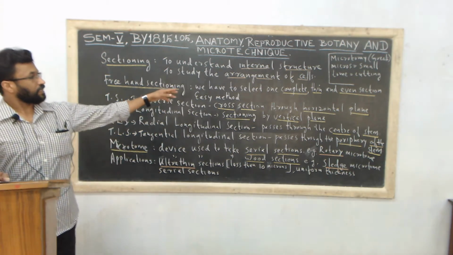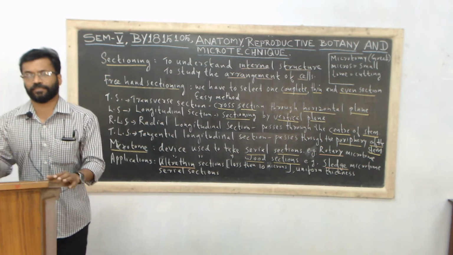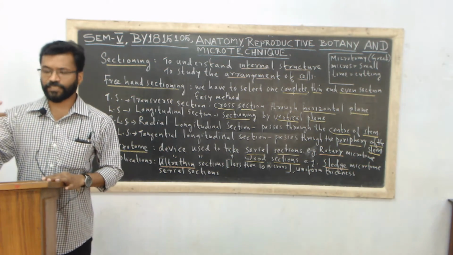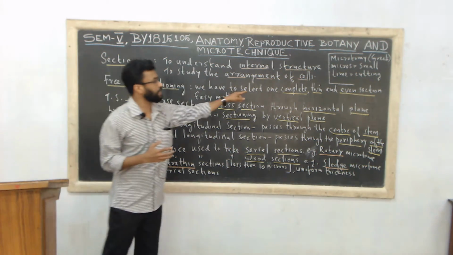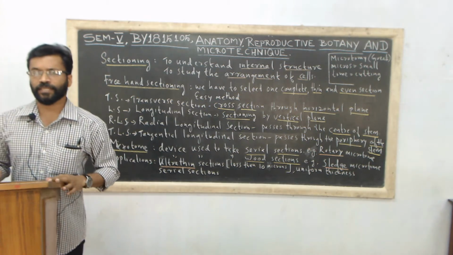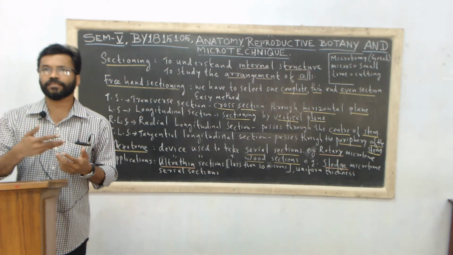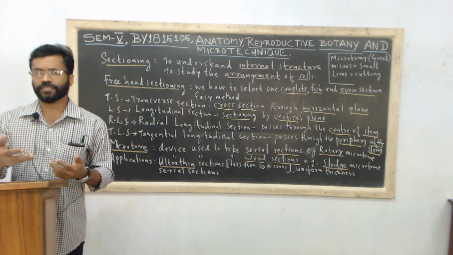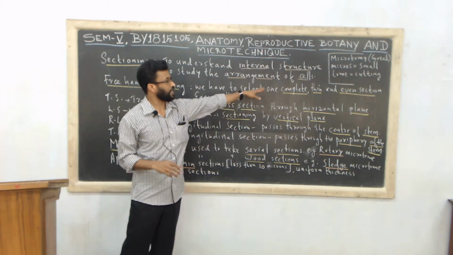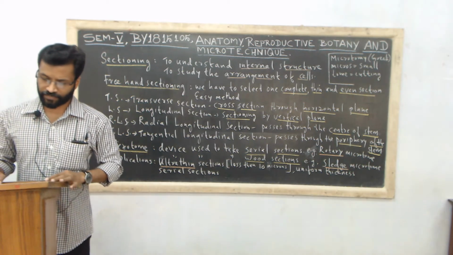And we have to select one complete thin and even section from a number of sections. So we take a large number of sections and we have to select one complete thin and even section. It's a usual practice in our laboratory. We are taking a large number of sections of stem, leaf or something like that, and you are asked to select one complete, thin and even section.